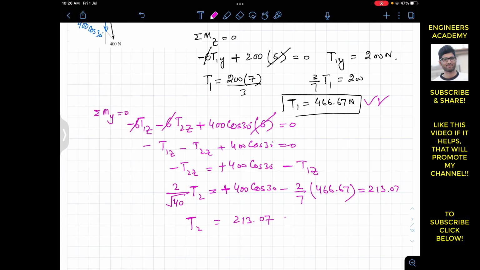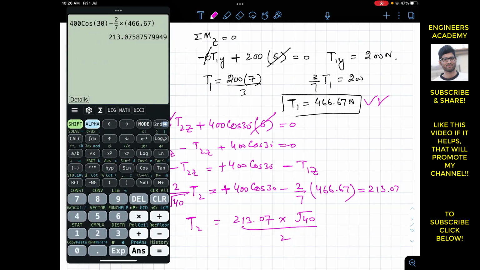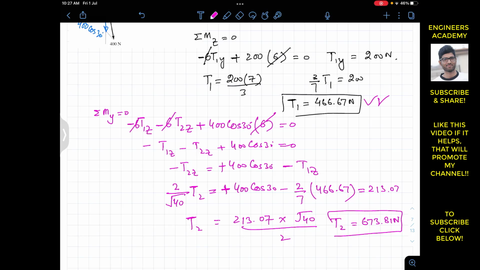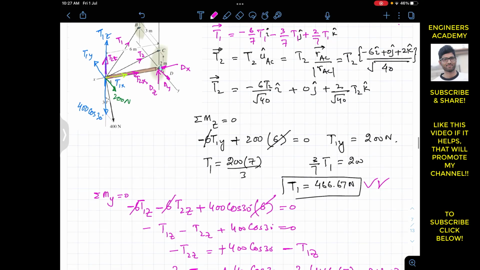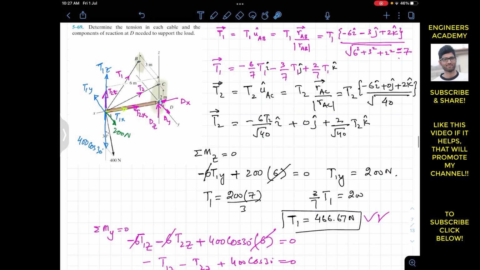Now to find T2, we need to cross multiply this with square root 40 divided by 2. So this answer multiplied by square root 40 divided by 2 gives us T2 equals 673.81 newtons. This is T2. Now we have determined T1 and T2 using these two equations very smartly, using the summation of moment about z equals 0 and the summation of moment about y equals 0, and using the scalar approach.